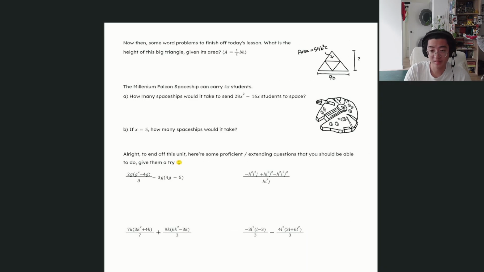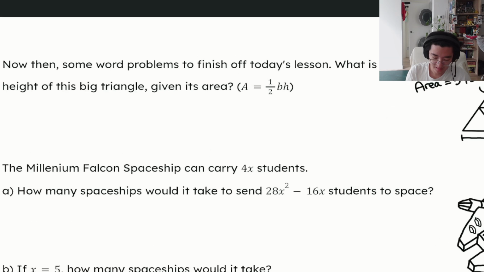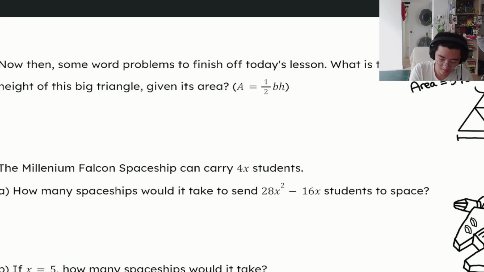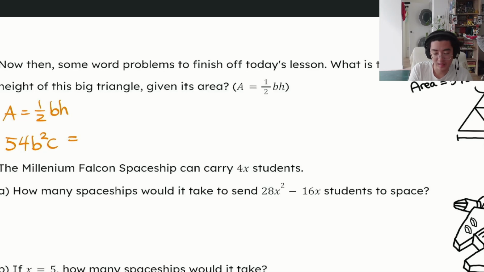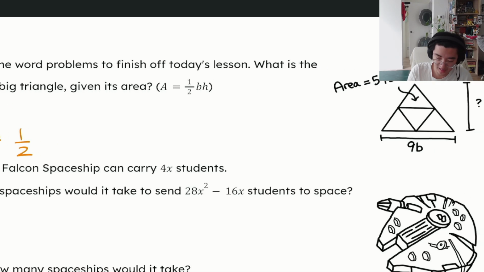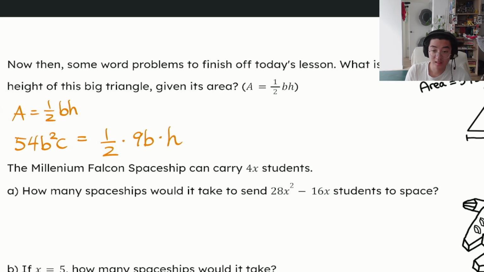Of course, word problems. Yippee, fun stuff. The area of a shape is 1 over 2 times base times height. Right, and now we're given the area, which is 54b squared c, equals 1 over 2. We know the base, which is 9b, and we need the height, h. We don't know the height. So now, how do we find the height, or h?